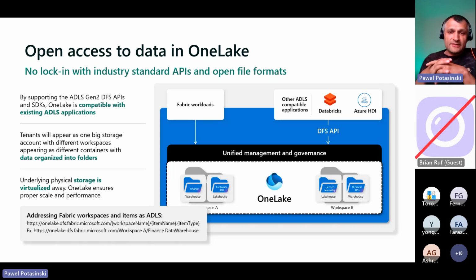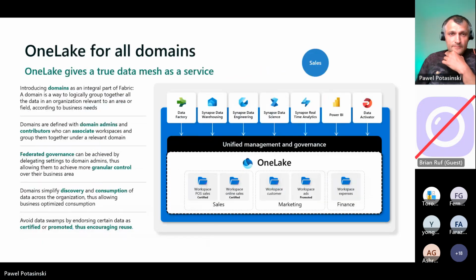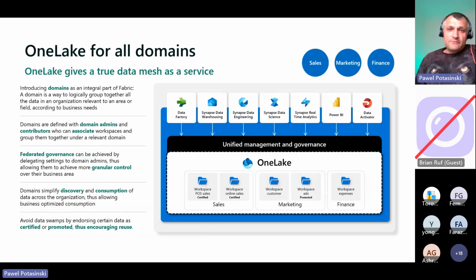For these applications, Fabric tenants will appear as one big storage account with different workspaces appearing as different containers with their data organized into folders. The underlying physical storage is virtualized. OneLake ensures proper scale and performance, so you don't have to take care about how many storage accounts you spin up under the hood. Now, in Fabric, different groups can work independently with the same data lake without the overhead of managing different storage resources. If needed, they implement the popular data mesh pattern more efficiently than they could before.